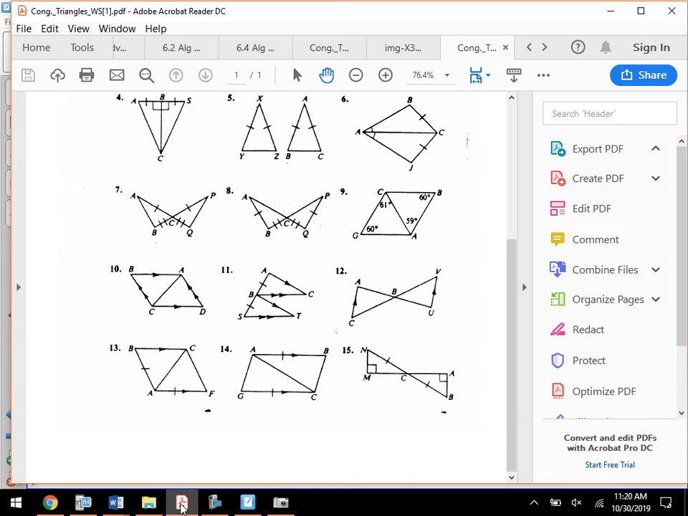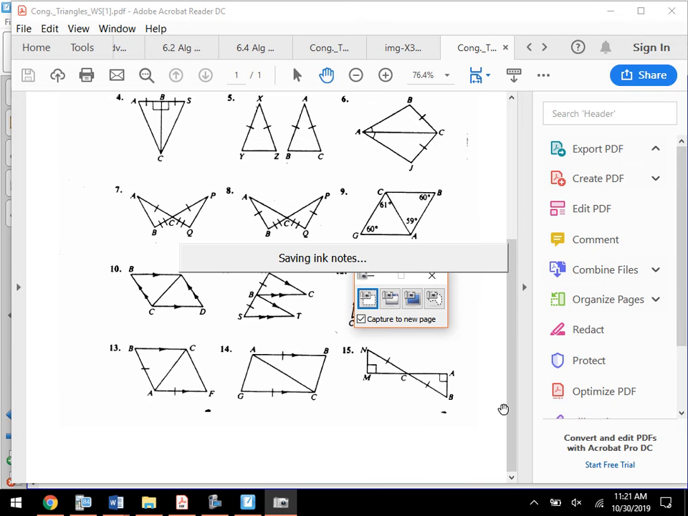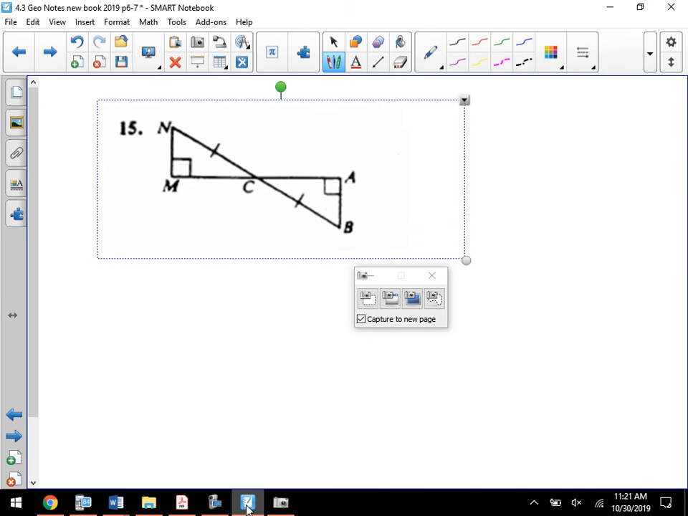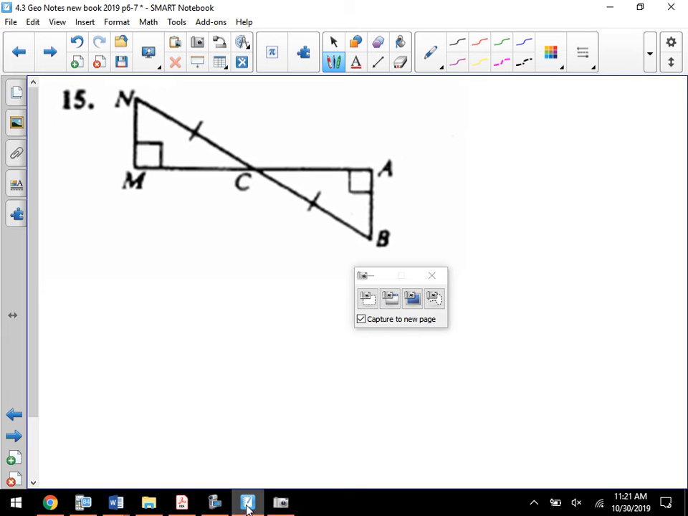I think the next were the ones with the parallels. Parallel, parallel, parallel. We had the last one was 15. That one should have been really easy. Once again, you wind up with a bow tie style. Whenever you see that, you've got vertical angles. So if you've got your vertical angles, you know that works. And then as you follow through, you've got angle, angle, side.